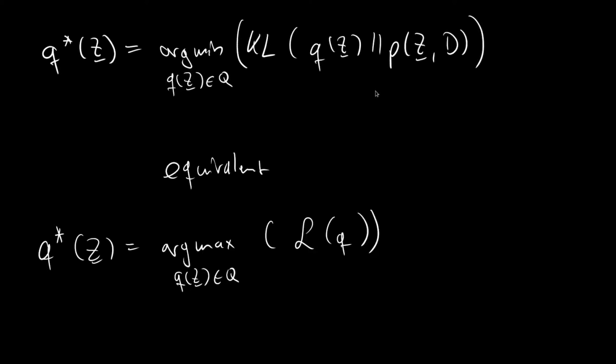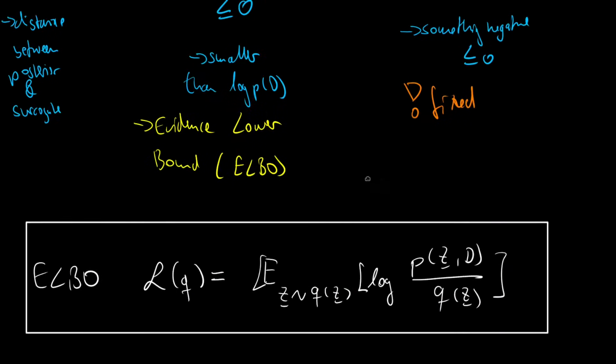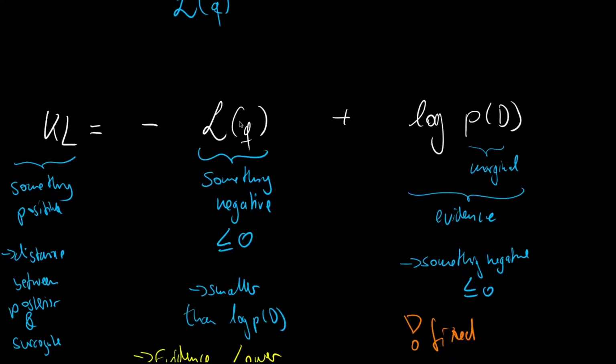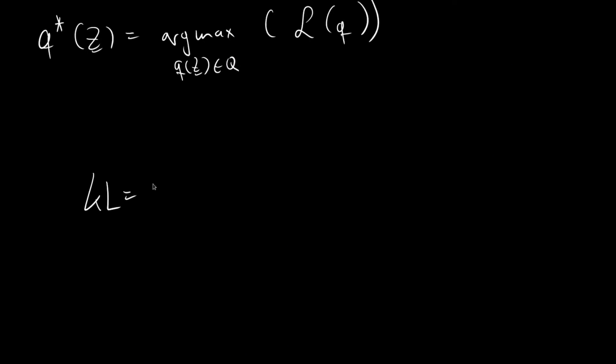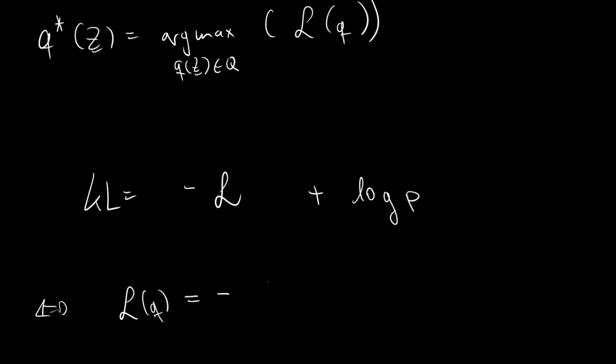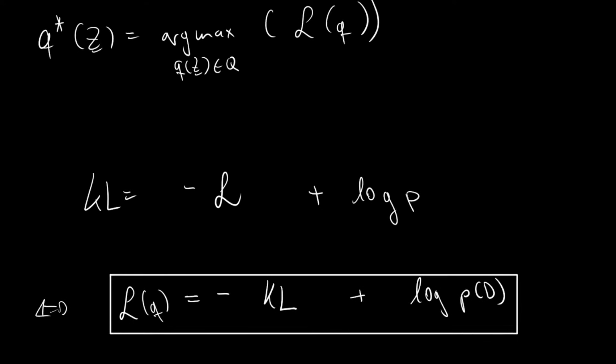There is one last point, and I want to rearrange this equation that we had here for the evidence lower bound, or for the ELBO. So we had that the KL is minus the ELBO plus the log marginal, or the evidence, and this can be rearranged into that the ELBO of Q is the negative KL divergence plus the logarithm of the marginal, or the evidence. And that's also an interesting finding that you might see in textbooks.